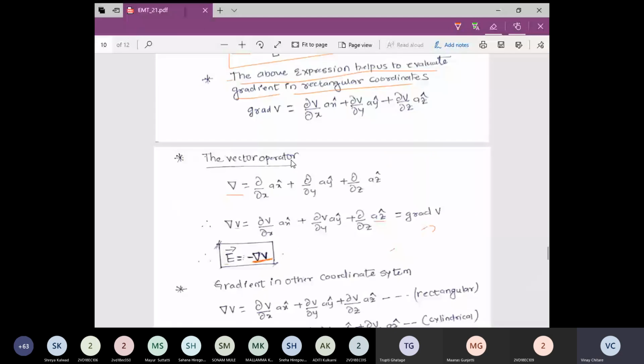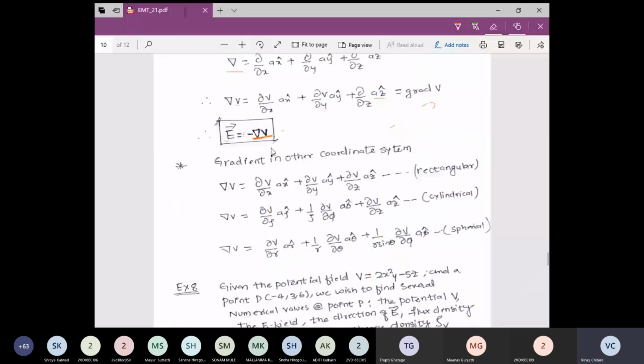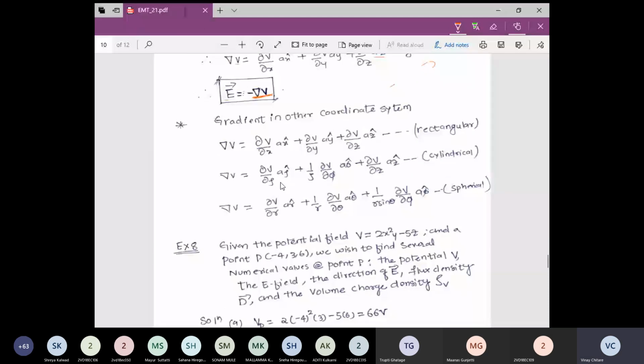We also need the gradient in the other coordinate systems, that is cylindrical and spherical. In cylindrical it is given by dou V by dou rho a rho hat plus 1 by rho into dou V by dou phi a phi hat plus dou V by dou z a z hat. Similarly, in the spherical coordinate system, it is given by dou V by dou r ar hat plus 1 by r into dou V by dou theta a theta hat plus 1 by r sine theta dou V by dou phi a phi hat.